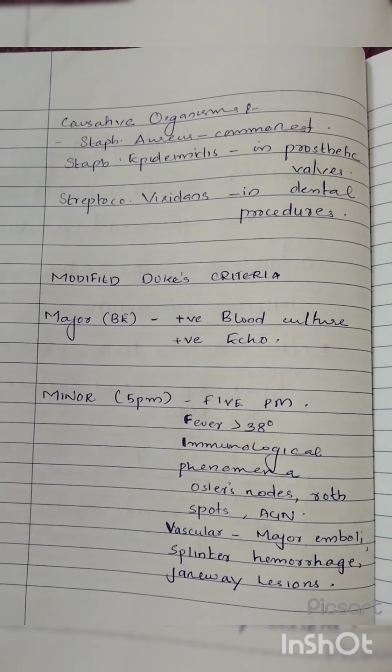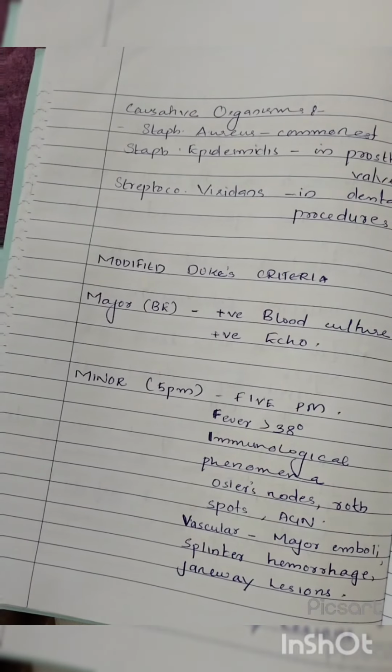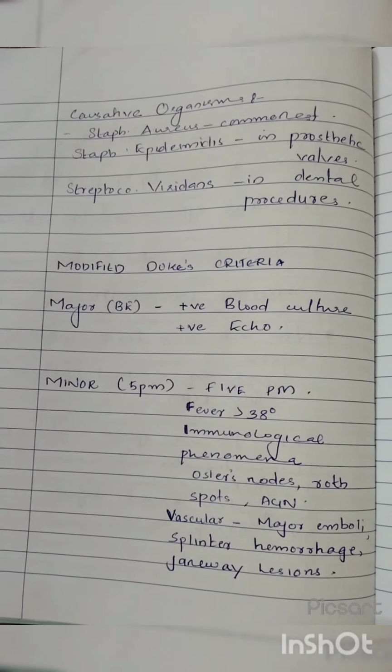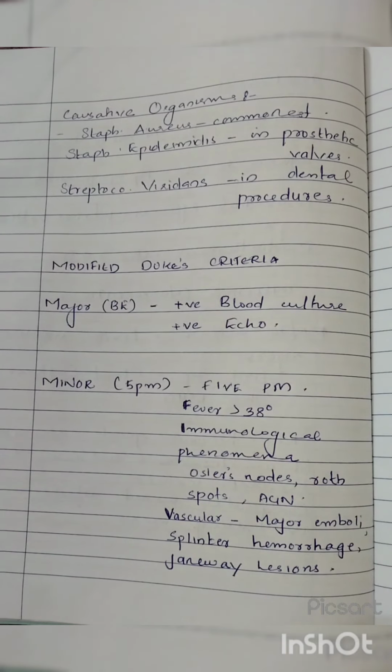I, immunological phenomena like Osler's nodes, Roth spots, and AGN, associated glomerulonephritis. And V, vascular: major emboli, splinter hemorrhage, Janeway lesions and all. E, echo, and P, predisposition, that is IV drug users, cardiac conditions and all, and then microbiological evidence.